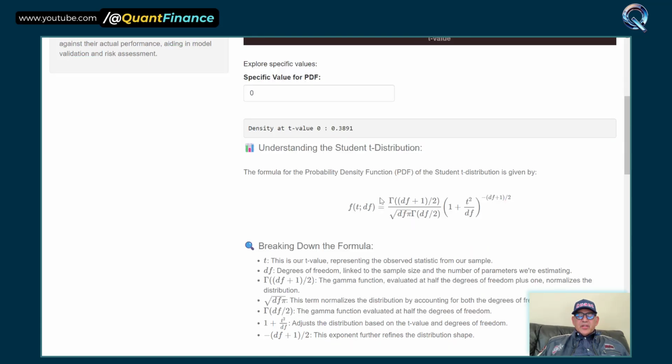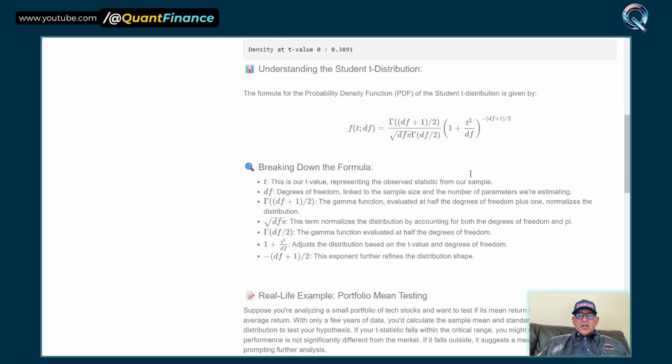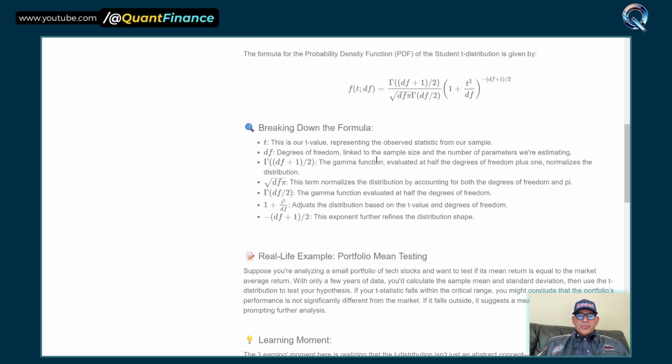But before we get this number, we need to interpret and understand this probability density function. So the function here it is, right? F for a particular value of T for given degrees of freedom. This is that function. And let us divide this function, I should say, into certain parts and break it down to understand it.